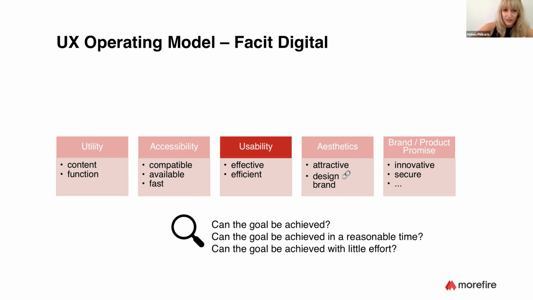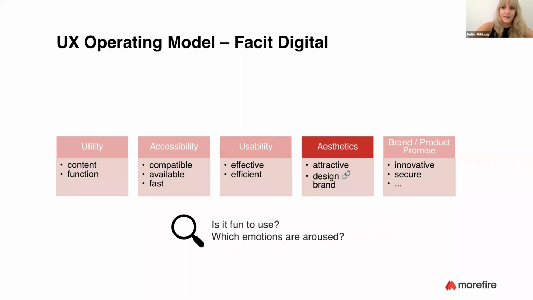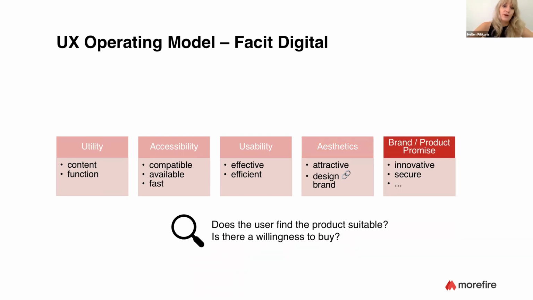As you can see, the first 3 factors are objectively measurable in a way, but now we're getting to the highly subjective factors like aesthetics. This is about whether a landing page appears attractive to the user. So do I, as a user, think it's fun to use? Are there maybe even emotions aroused? And if so, which emotions? And then we have the brand or product promise, which is about whether the user finds the product suitable. So after looking at the landing page, reading the text, interacting with it, do I, as a user, think the product is suitable for me? Does it fit? And is there a willingness to buy?